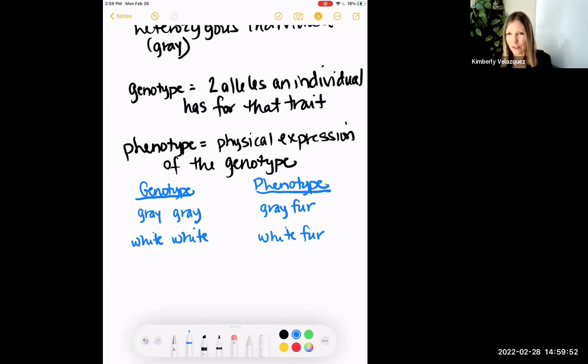Here's where it gets significant. Again, the heterozygous individual. If a rabbit gets gray from one parent and white from the other, and these are autosomes, so it doesn't matter whether the gray came from mom or dad or whether the white came from mom or dad. We've already said that gray is dominant over white, so the phenotype of these individuals is going to be gray fur.